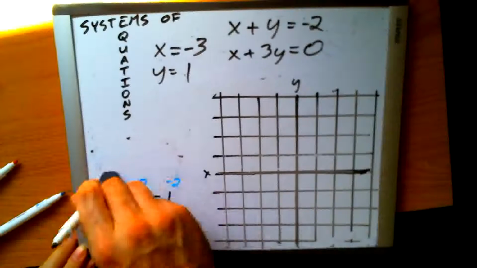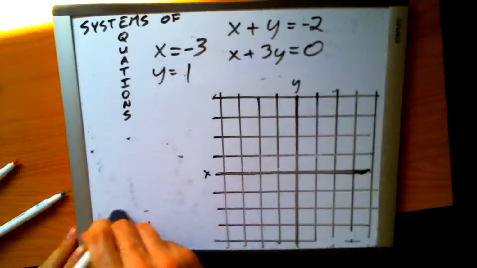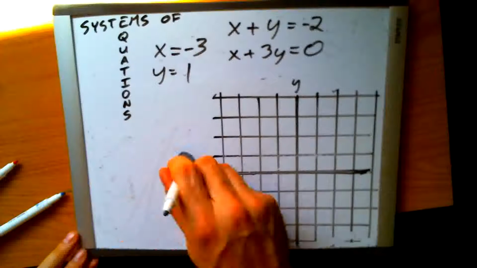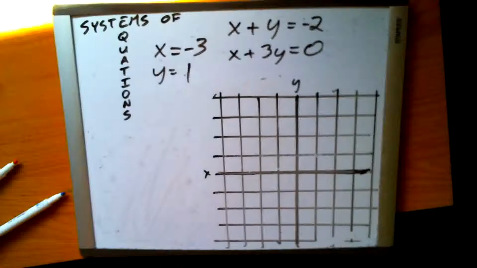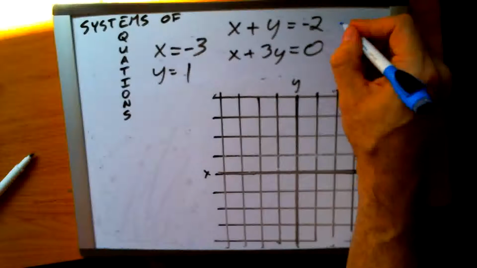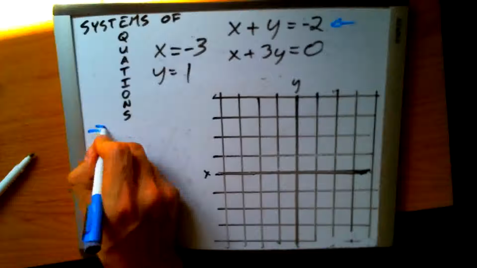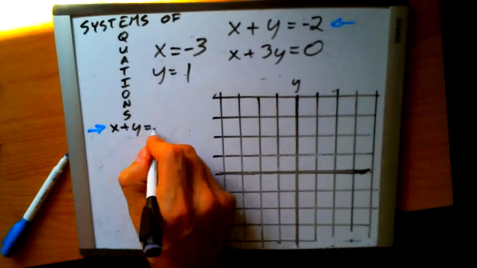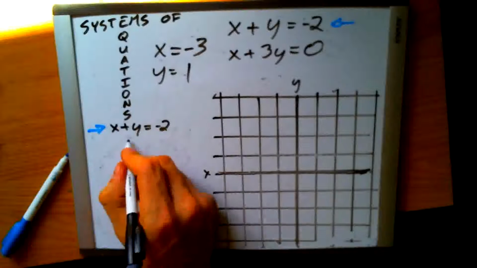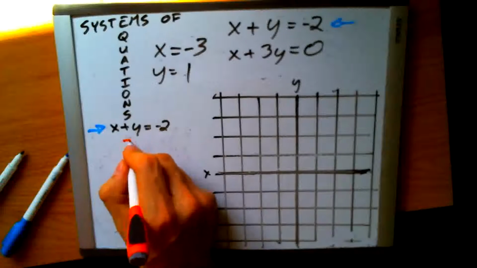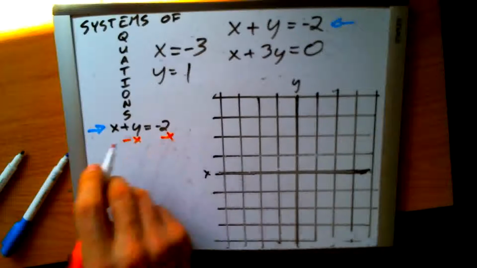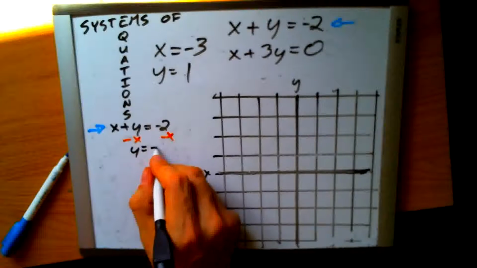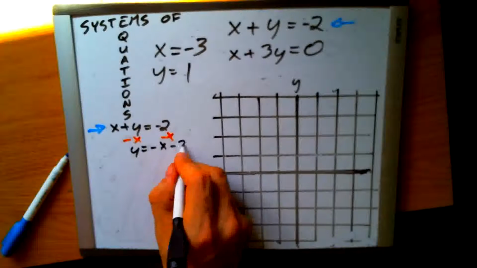Now another way that we could solve this, let's use substitution. So we'll take the first equation here, x plus y equals -2, and let's reshape this. So all the x's are on one side and all the y's on the other. And we'll do that by subtracting x from both sides. So what we're left with is y equals -x minus 2.